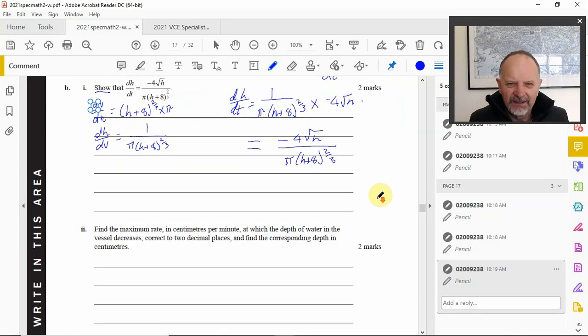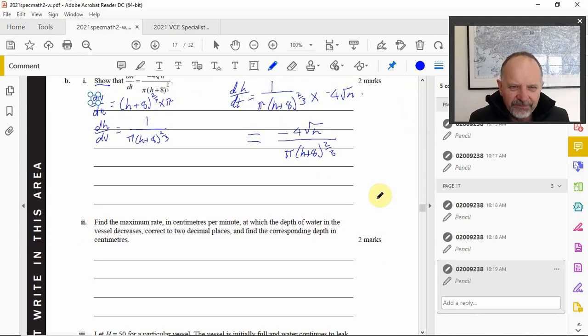All right, next part of the question. Find the maximum rate at which the depth of water decreases, correct to 2 decimal places. Okay, we'll get to that at the end. And find the corresponding depth. Okay.